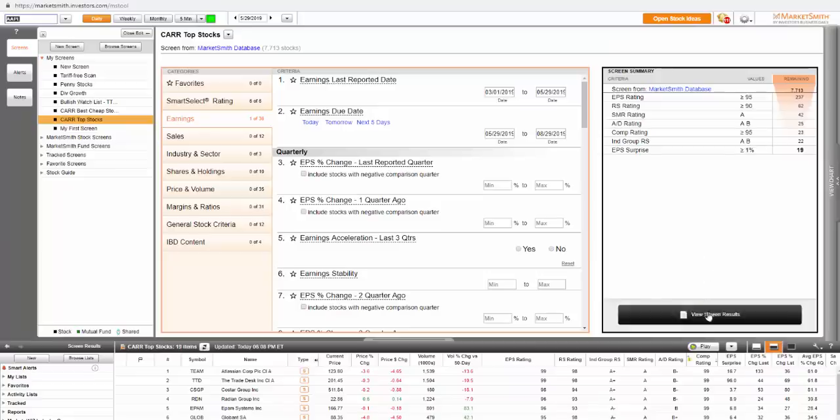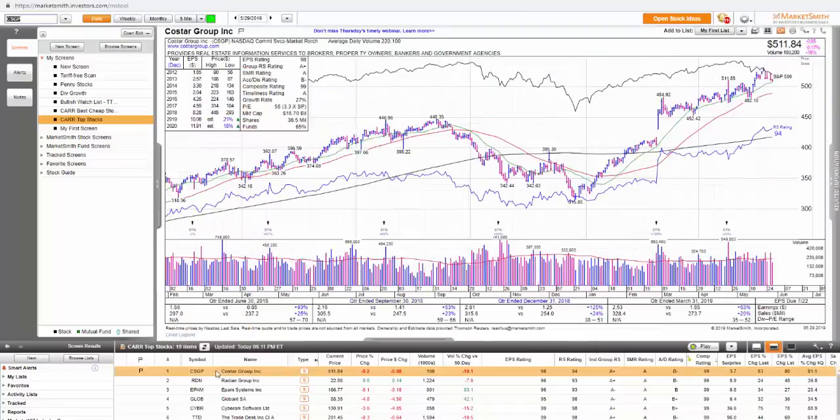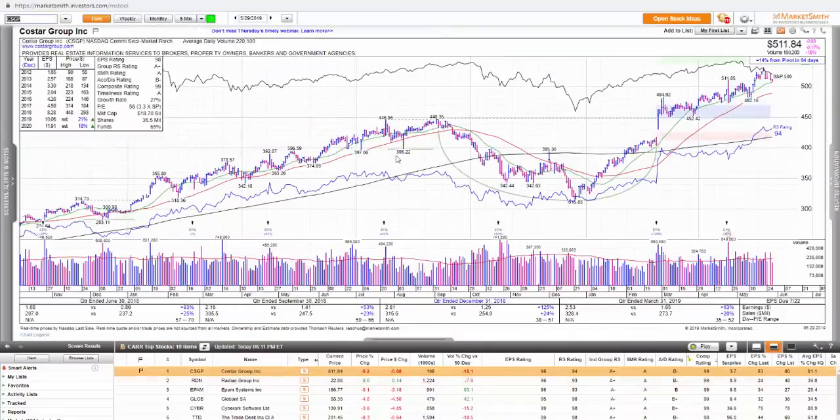Now, to view those 19, all I have to do is click the button, and it will populate this table down below. And at the very top, I have these sorted by, well, I guess by comp rating. So all the 99s are at the top. And my number one stock is CoStar Group, which I really don't know much about at all. But let's take a look at the chart. You just double click on that, and we've got a really nice looking chart here.